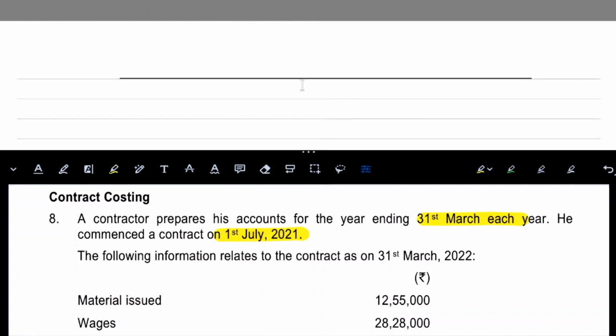months? 9 months, because it is starting when? In July and it is ending in March. So July, August, September, October, November, December, January, Feb, March. If you count how many months will be there? 9. So every expense while writing you will ask yourself, is it for 9 months? Then only you will write. So let us start with this.